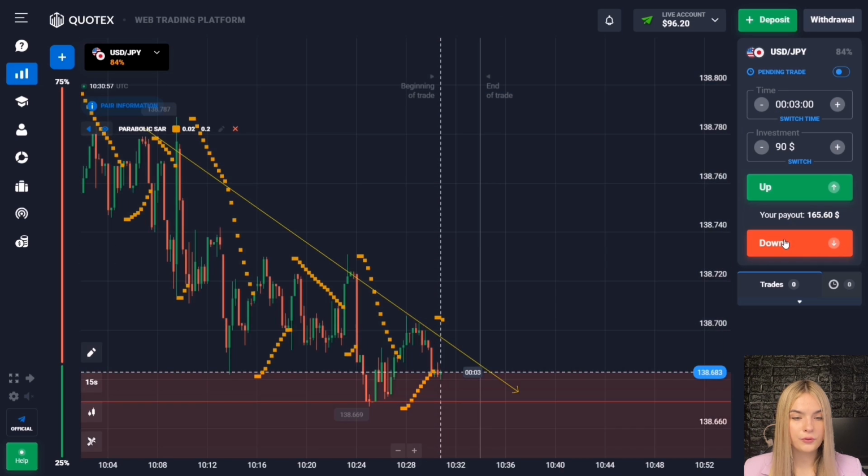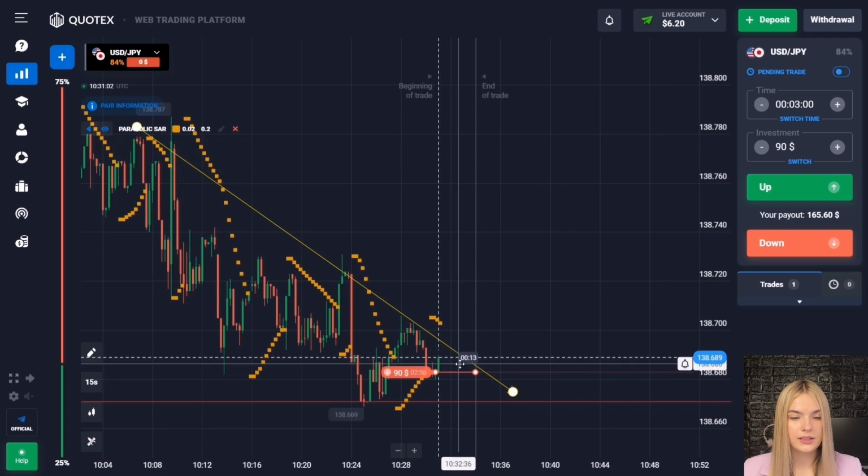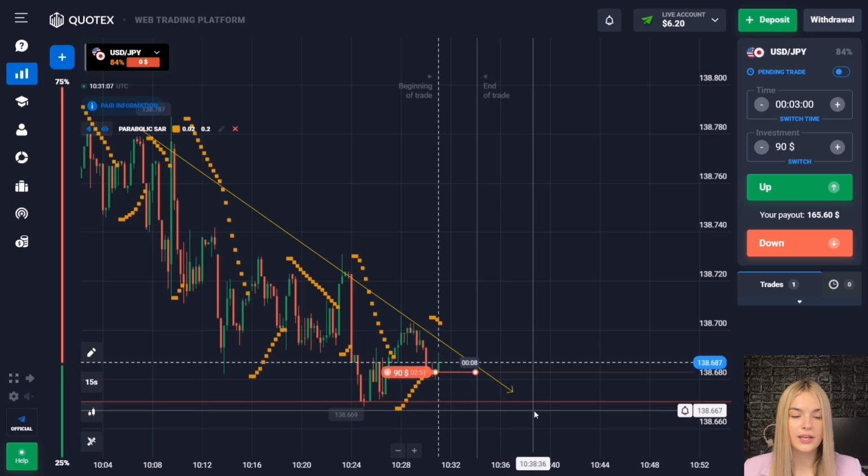I think that in the near future the price will continue its movement in this range. It is also possible that this level will be broken. After all, the price here also has a great potential for a decrease. And so friends, let's wait for the end of our deal.